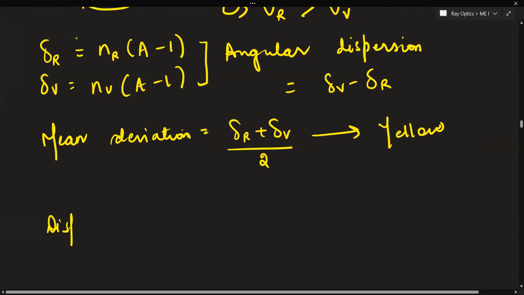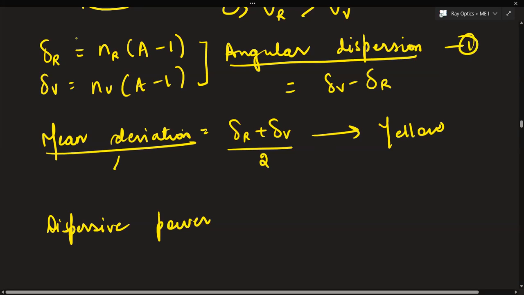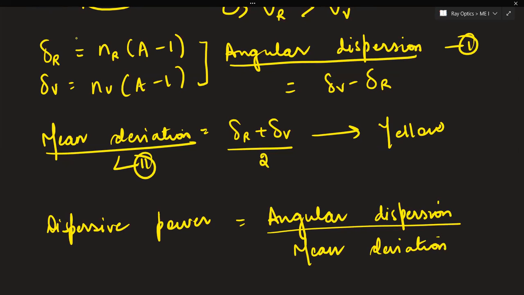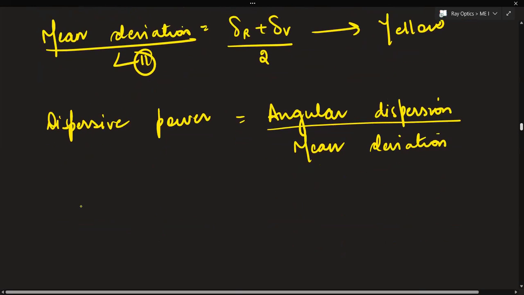What is meant by dispersive power? See, dispersive power is the ratio of two things. It is the ratio of angular dispersion to mean deviation. So dispersive power is angular dispersion by the mean deviation. Understood? So if you put in the formula, dispersive power is usually represented through the symbol omega.